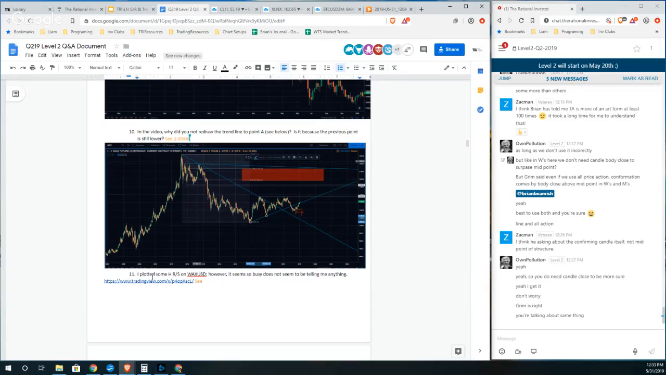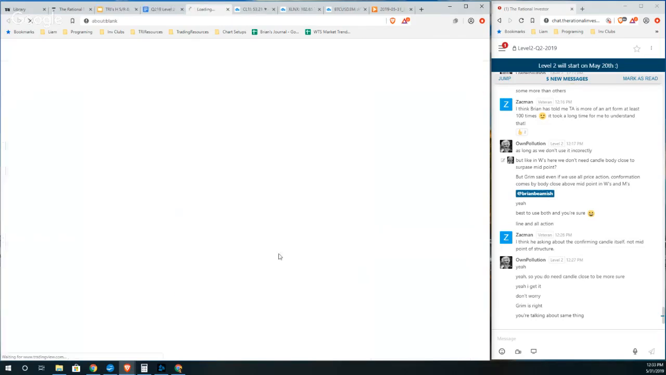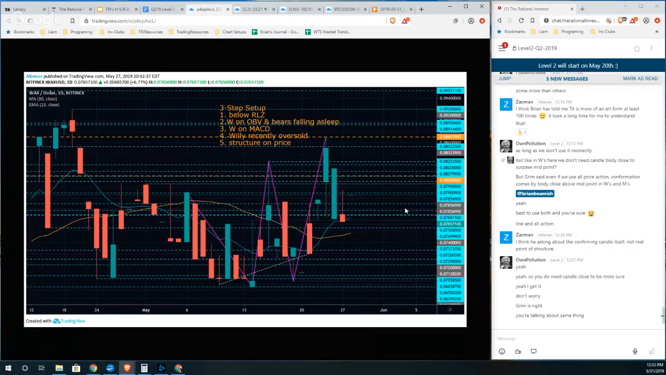Okay, number 11. I plotted some horizontal support and resistance on WAX USD. However, it seems so busy, it does not seem to be telling me anything. Okay, that's what you got here. Don't know how far back these go, but look at this rally right into these levels here. I think this is a really interesting area here. And then on this move here, I don't know how far back this orange line goes, but look how the market stopped right on that level there.